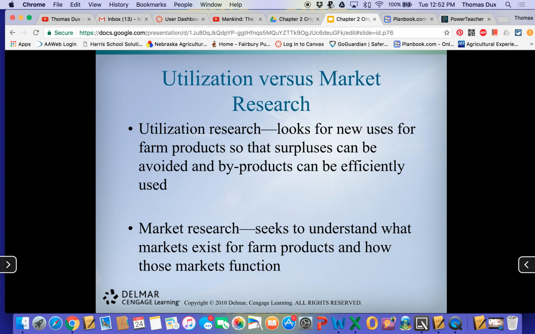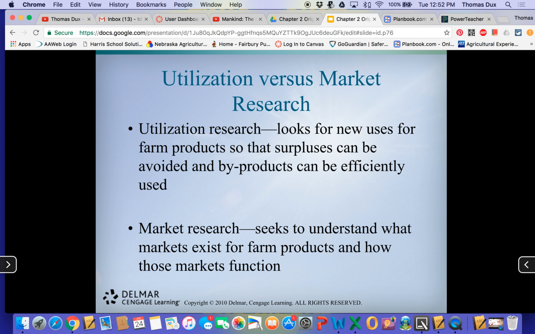And utilization research. Let's look to see what market and utilization research really is. Utilization research is looking for new uses for farm products where there is a surplus. And then market research is trying to see where these markets actually can exist. So one great example we will talk about is on page 28. At the bottom of 26, I need somebody to read 2 paragraphs for us. So turn to 26, and it's the last sentence down at the very bottom.